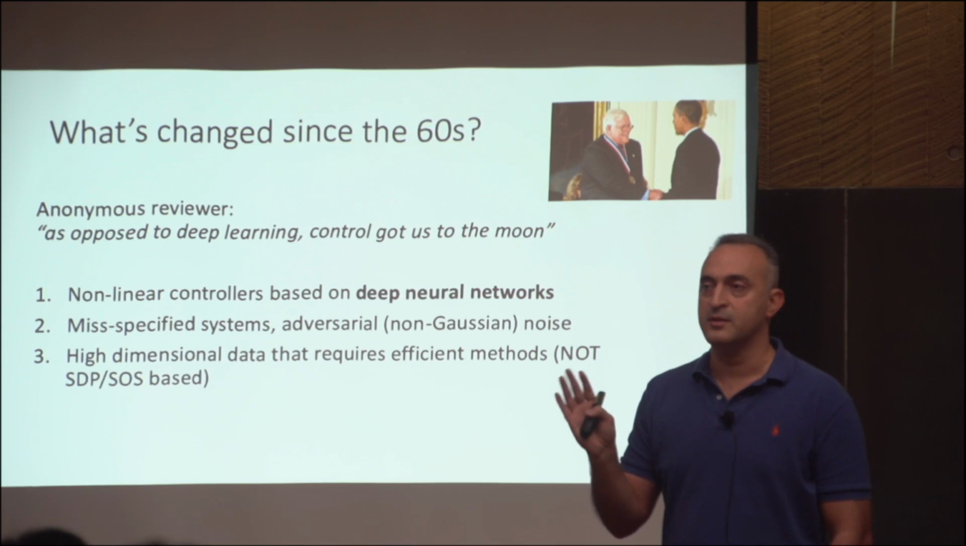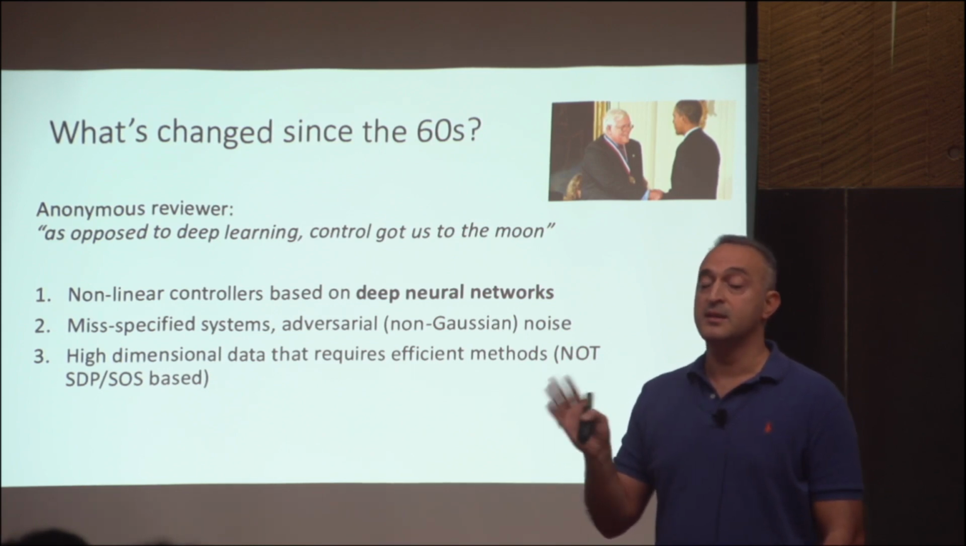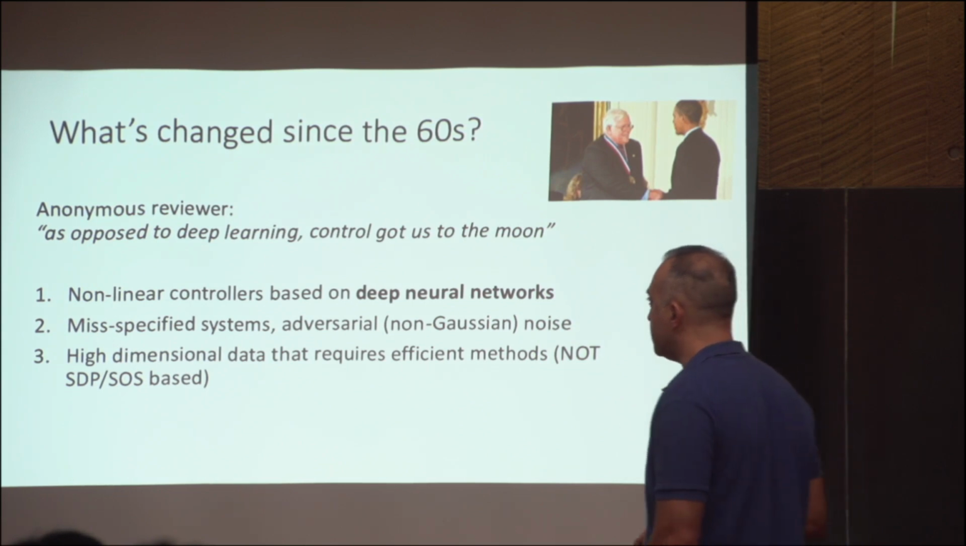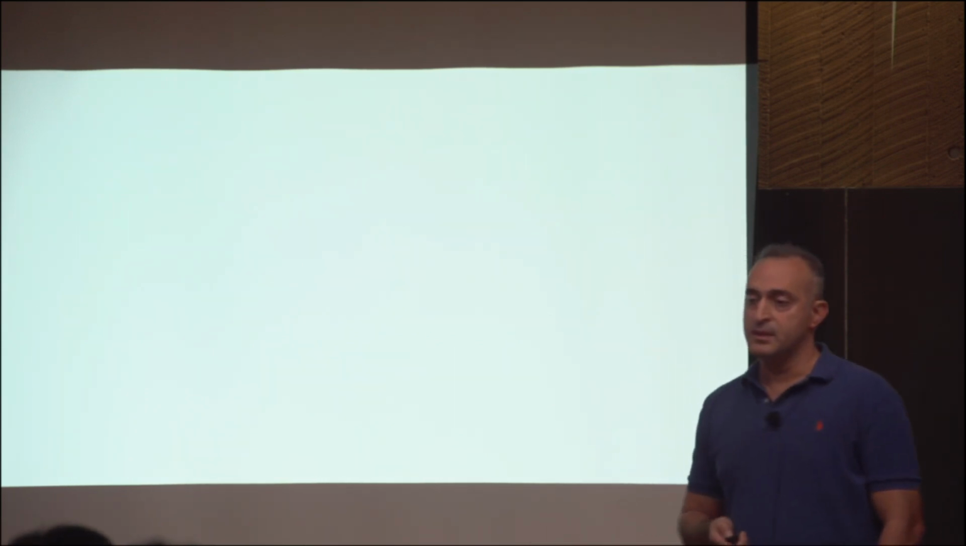So if we have dimensions that scale with thousands, we definitely don't want to use any sum of squares relaxation for that. Okay? Maybe theoretically it's nice, but it's not practical at all. So all of these are things that we want to address.